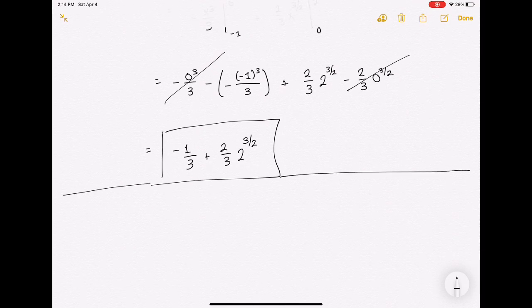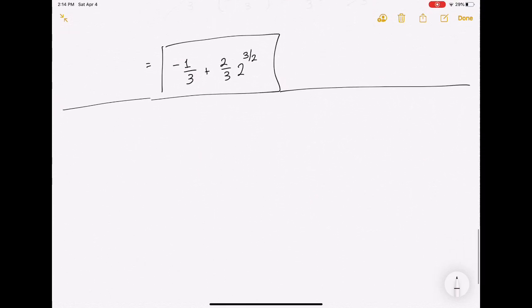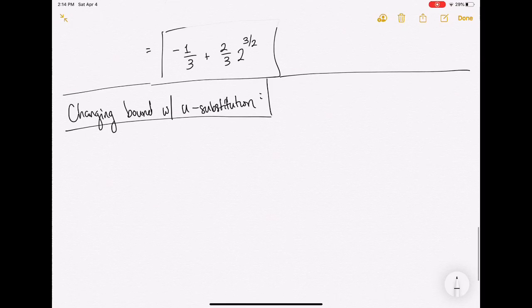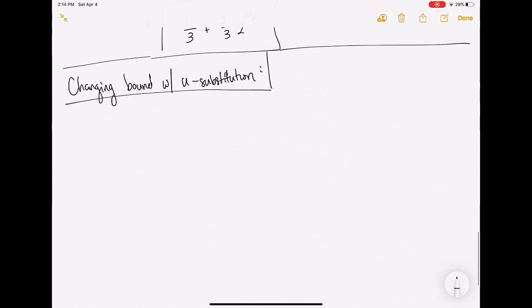Okay. So something else I wanted to talk about, this is changing bounds with U substitution. So what I mean by this is, let's just do a very basic example. This is maybe my favorite example. Let's do the integral from negative 2 to 2 of 2x e to the x squared dx.